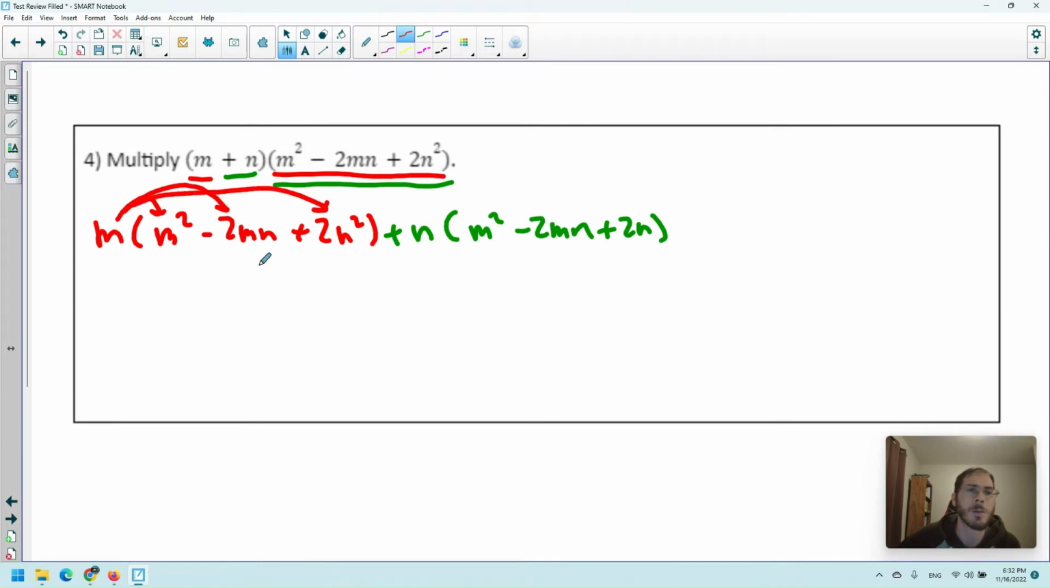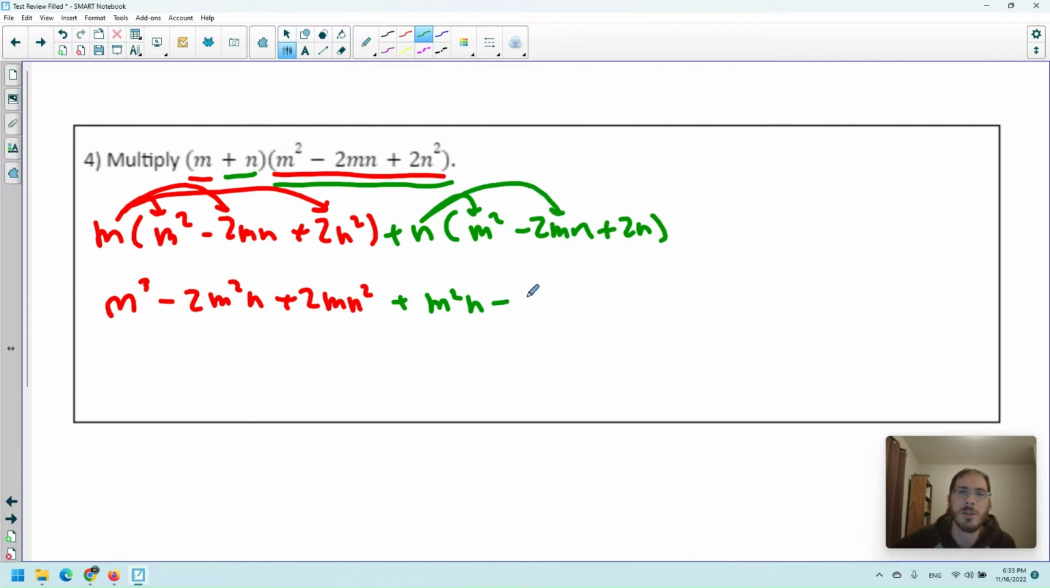So we'll take the m and we'll multiply it by everything. So m times m squared is m to the third. 2mn times m is 2m squared n. M times 2n squared is 2mn squared. Then in green, we've got n times m squared. Again, I'm going to put it in alphabetical order. It just makes a little bit more sense to do it that way. So m squared n.